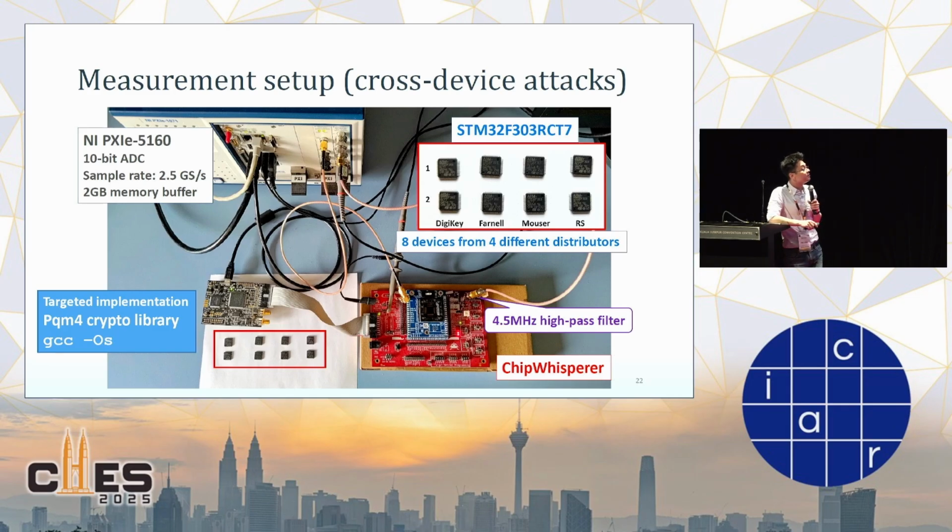We bought 8 devices from 4 different distributors so that we can have devices with different manufacturing dates, to increase the difference in our target devices. And we also use the TripWhisper socket board so that we keep the whole measurement setup the same, only swapping out the devices when measuring different data sets.